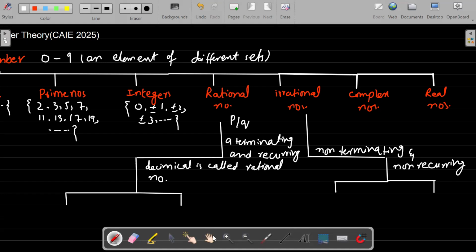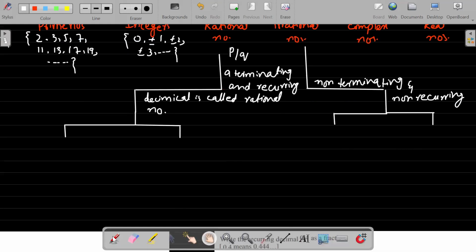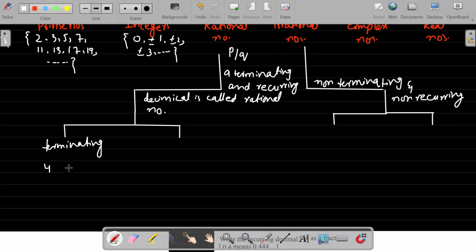All right. So let's talk about these: terminating, non-terminating, recurring, non-recurring. What is meant by a terminating decimal? A terminating decimal means that a number is going to end after some point, like 4, or 0.2, or 6. If there is a 4, we consider it as 4.0. In the same way, if there is only 6, we consider it as 6.0. If a number is going to end after a while, we call it a terminating decimal.